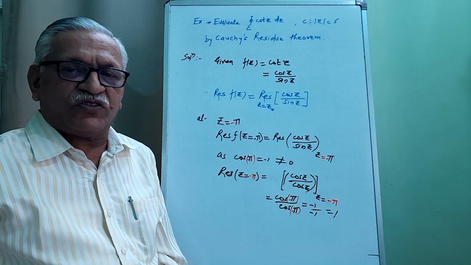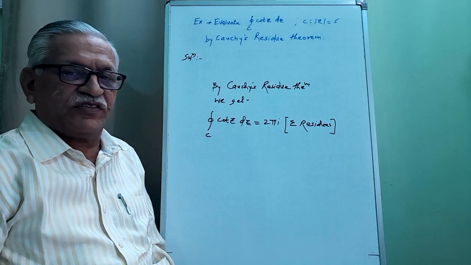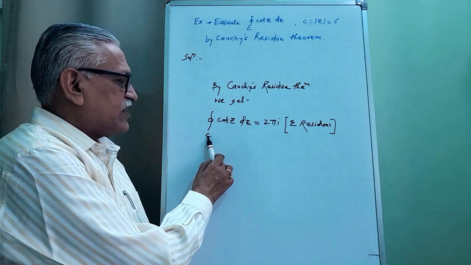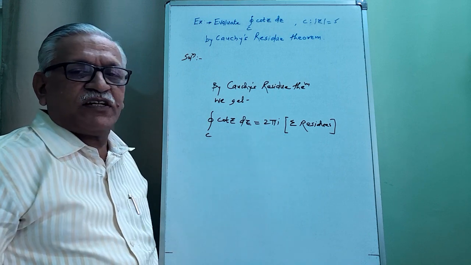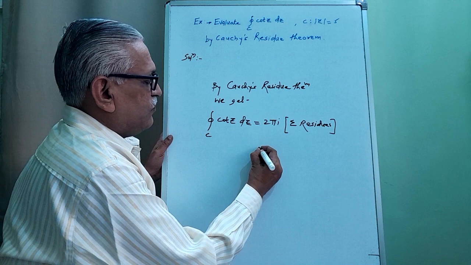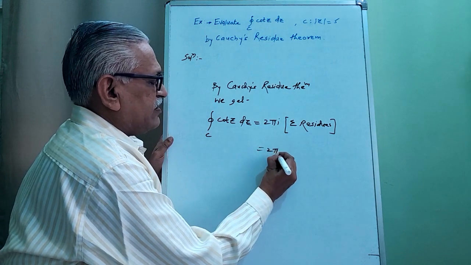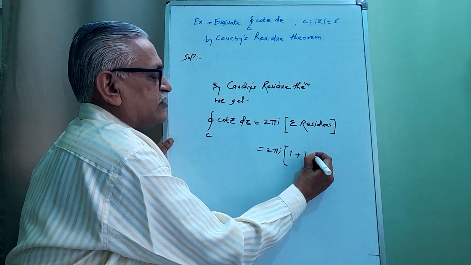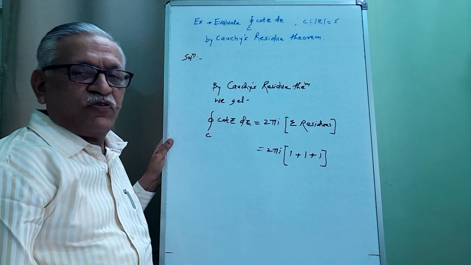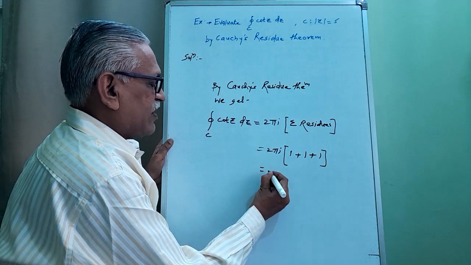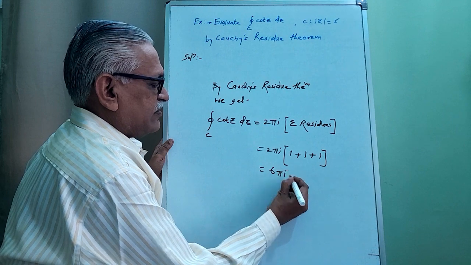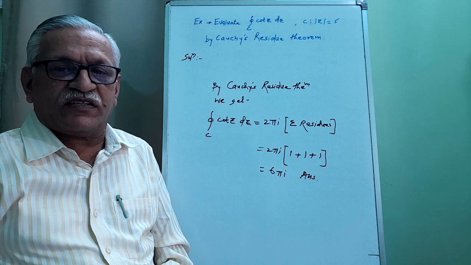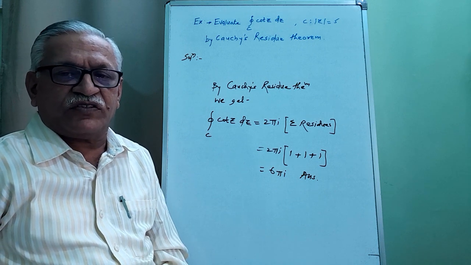And then we apply Cauchy's residue theorem. The value of this contour integral of cot z with respect to z over that curve C is 2 pi I multiplied by the sum of the residues. The first residue is 1, the second residue is also 1, and the third residue is also 1. Therefore, 3 into 2 pi I, we get that value as 6 pi I, as the value of that contour integral by applying Cauchy's residue theorem.